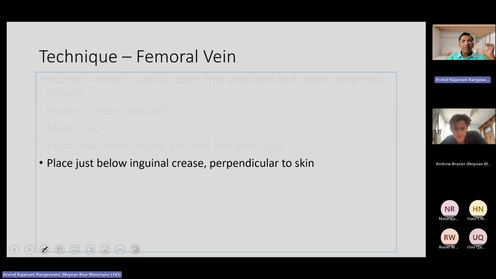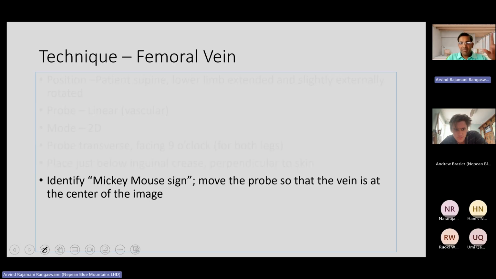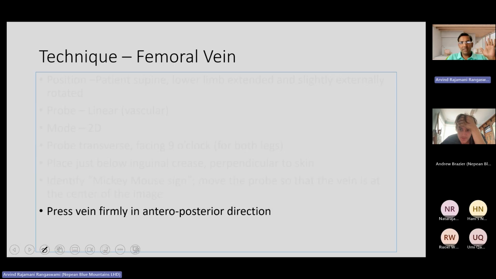Okay, then you place it below the inguinal crease, perpendicular to the skin. Identify the Mickey Mouse sign. You have to move the probe so that the vein, the common femoral vein, is always at the center of the image, not the artery, not the saphenous vein. Okay. Then once you have identified the Mickey Mouse sign and have centered the probe over the common femoral vein, then you have to press the vein firmly in an anterior-posterior direction.